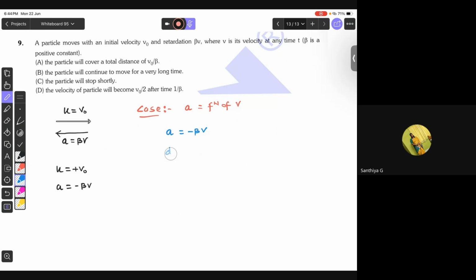We will write A as dV by dt. And then we will separate variables to do the integration, because at t equals 0, I know the velocity. So to do the integration, I will throw dt to that side. So dv equals minus beta v into dt. As you can tell, to integrate it, I must keep terms of v along with dv. So we will do that variable separation.